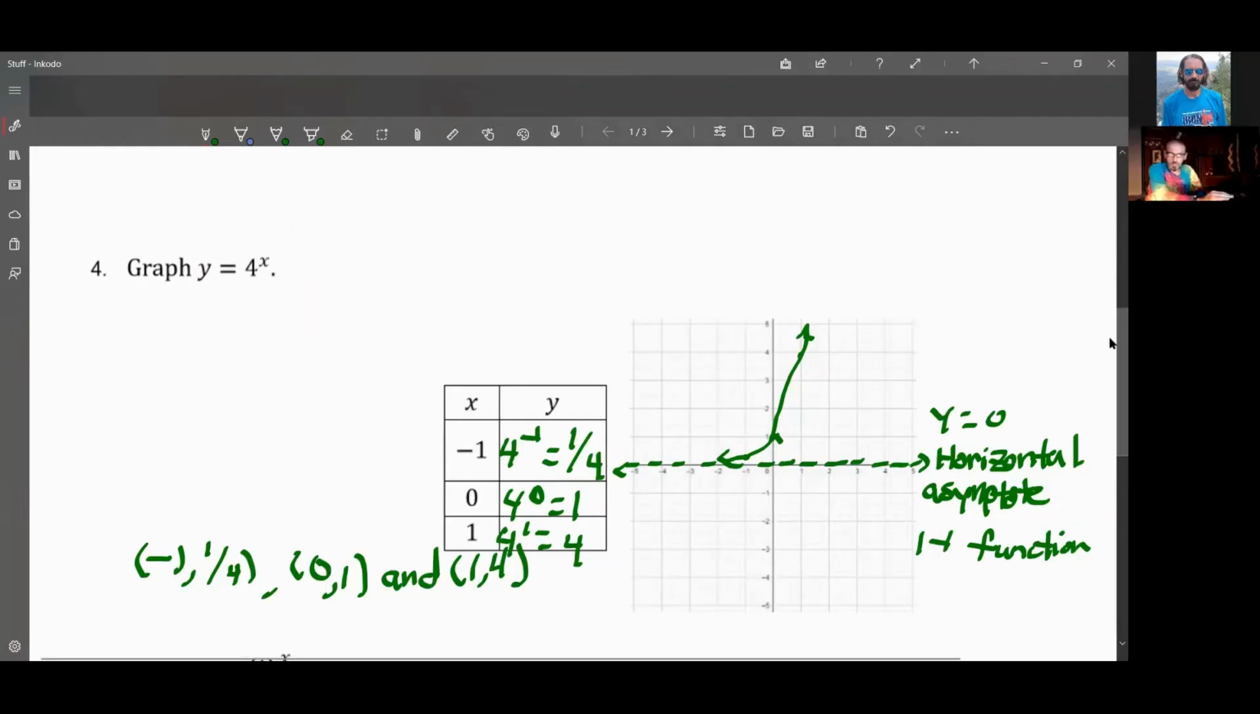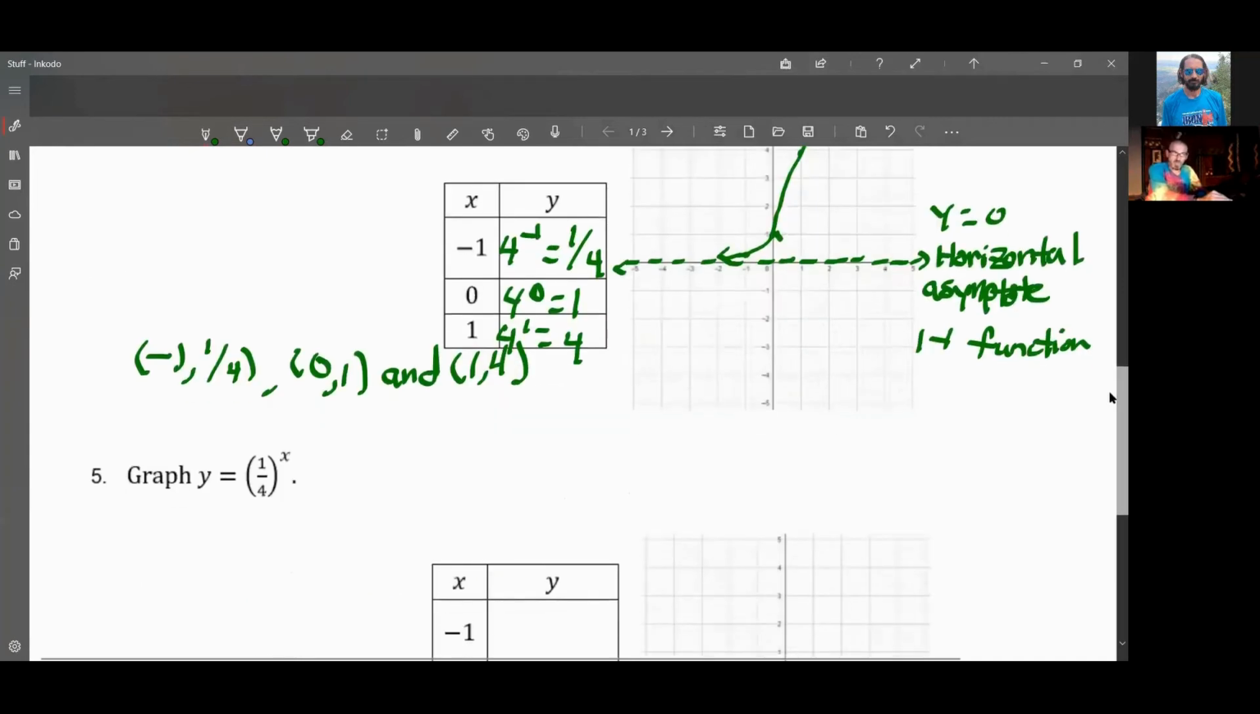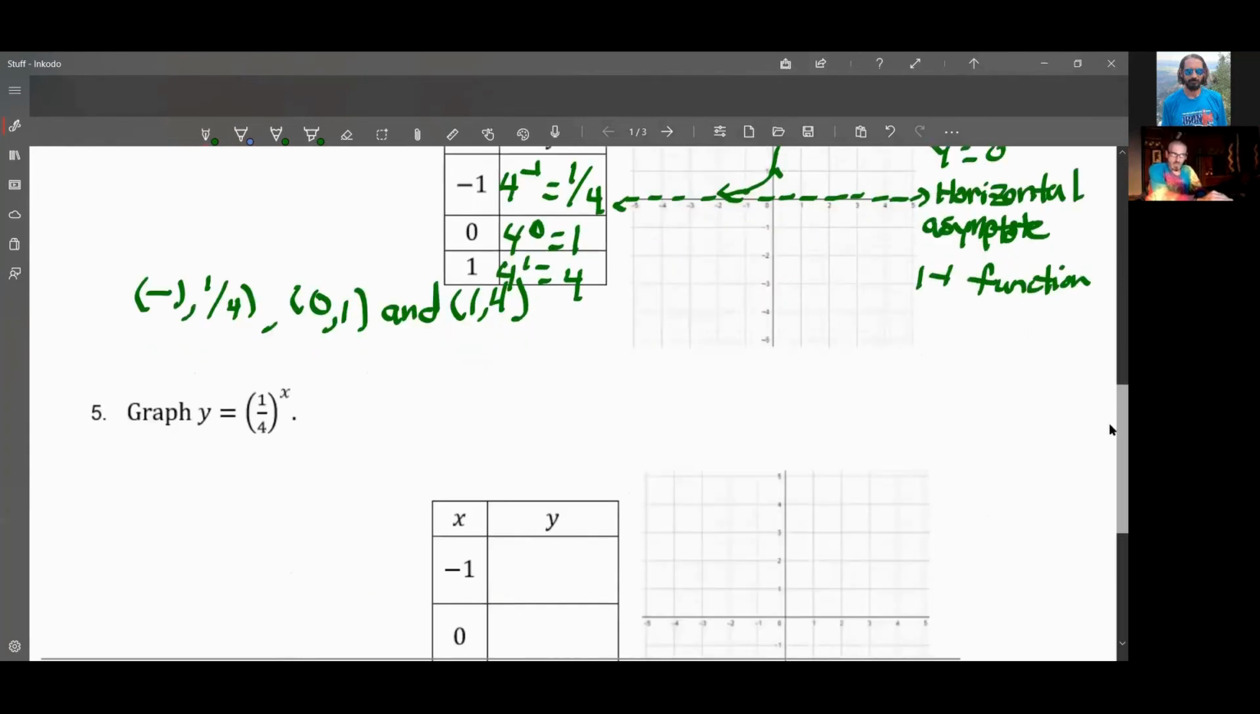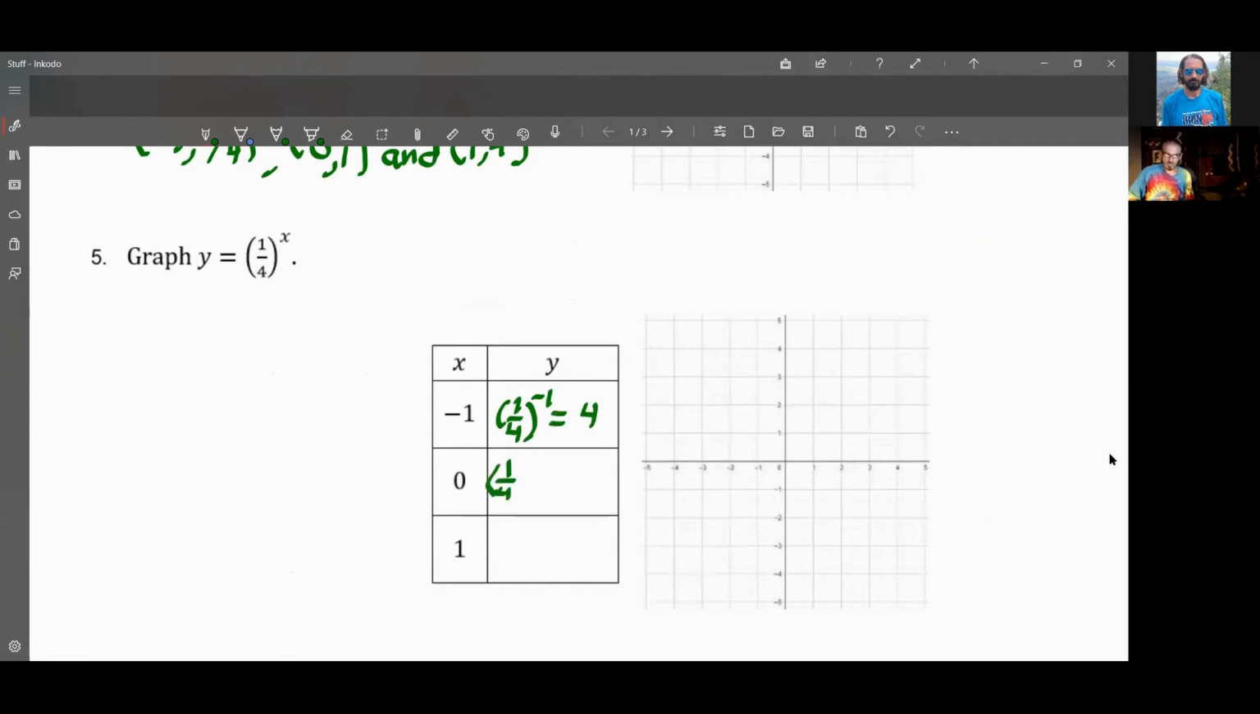To graph y equals 1/4, all of that to the x, I'm going to use the same values of x. 1/4 to the -1, it's going to flip that, give us the reciprocal. 1/4 to the 0 is still 1. And 1/4 to the first power is just 1/4.